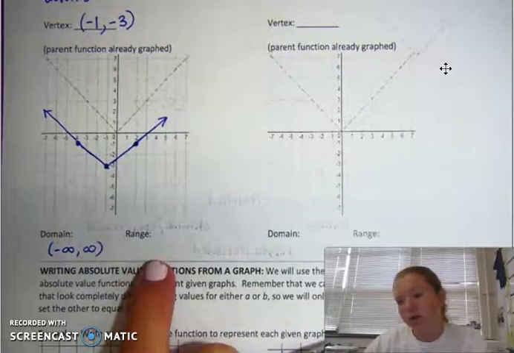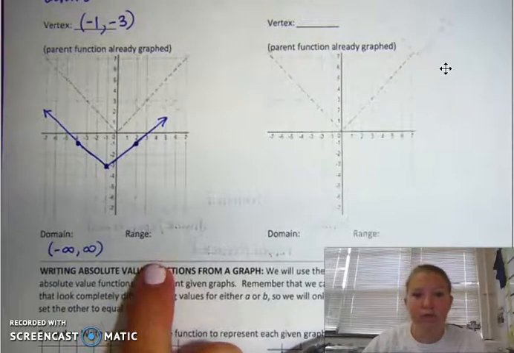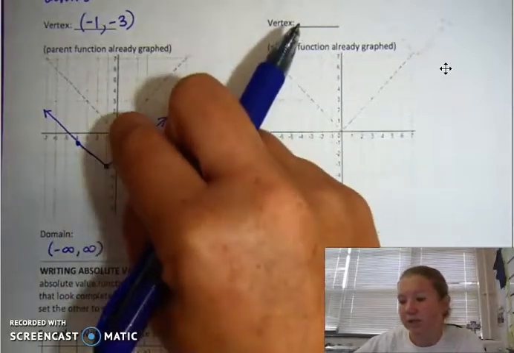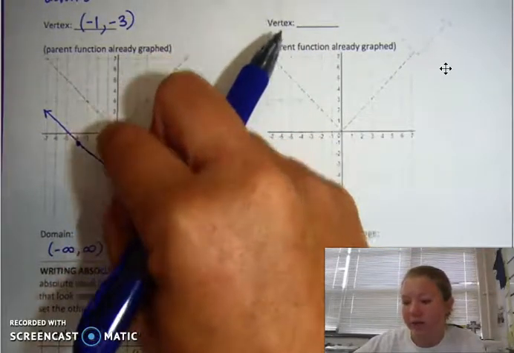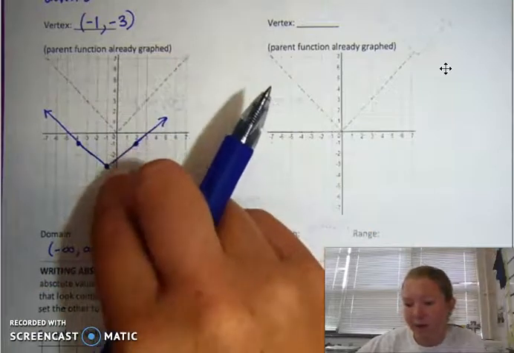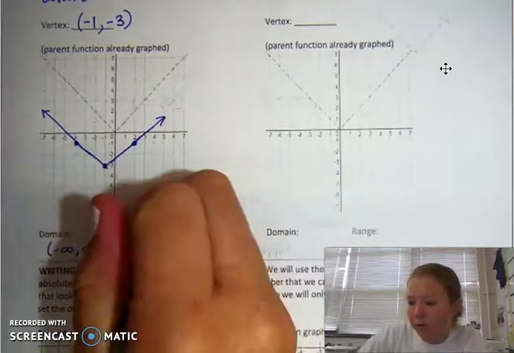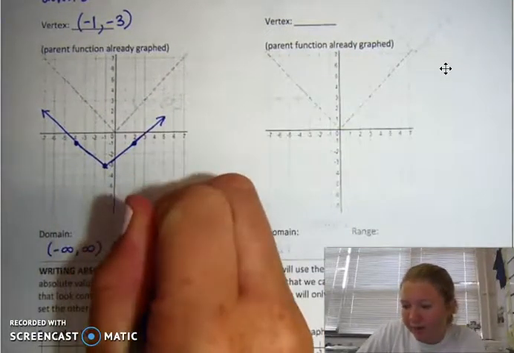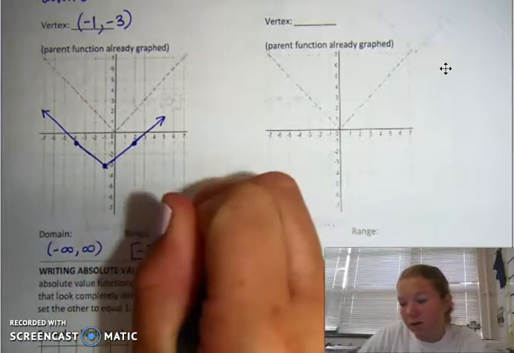Your range will be affected by the transformations, okay? So I was shifted in the negative direction, down 3, and then my graph is facing up. So my lowest point is now -3 on the y-axis, and I touch it, and then I go up to positive infinity.